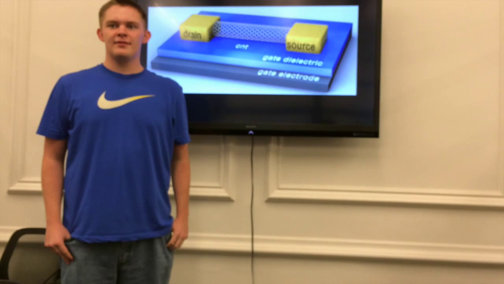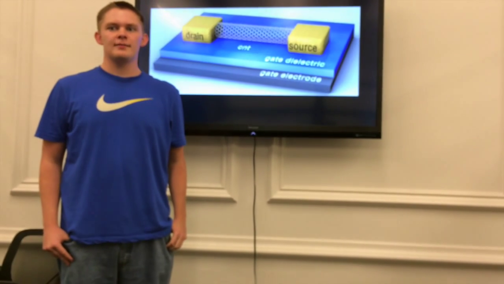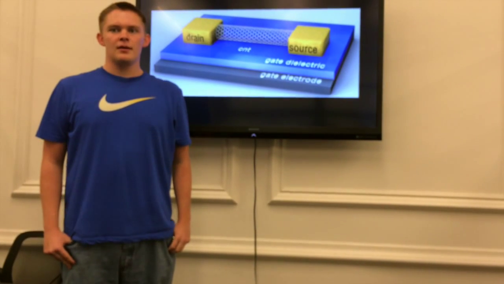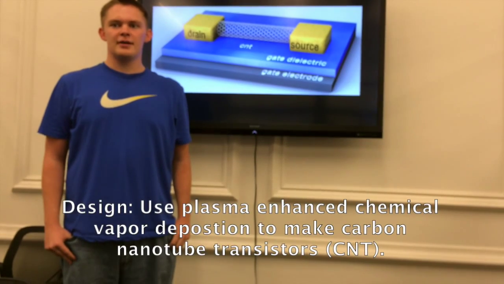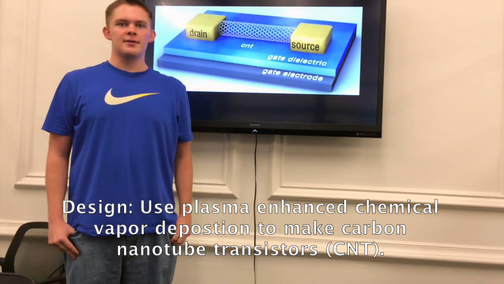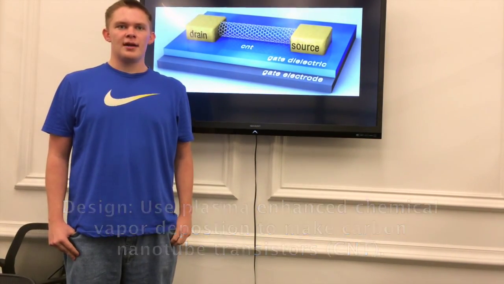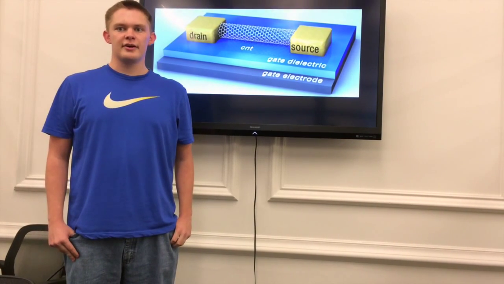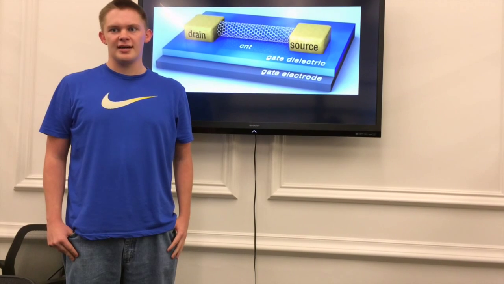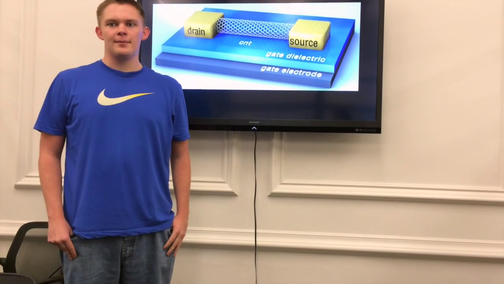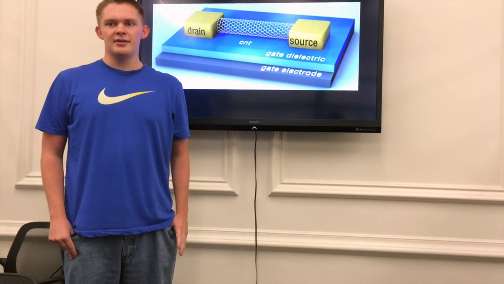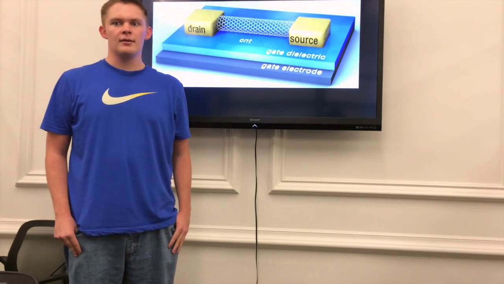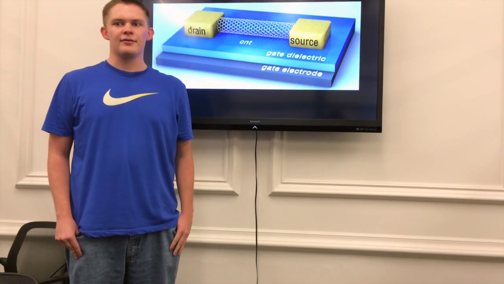A plasma is a type of gas in which a significant percentage of the atoms or molecules are ionized. Our plan is to use plasma-enhanced chemical vapor deposition to make carbon nanotube transistors. Catalytic metals such as iron, nickel, and cobalt are used on a substrate such as silicon or silicon dioxide using chemical vapor deposition. CVD is a process used to produce high-quality, high-performance solid materials.